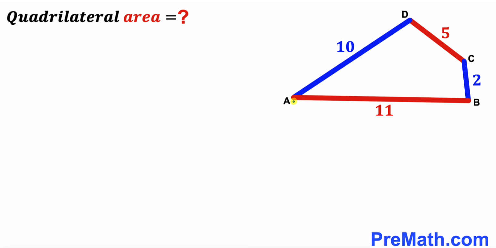In this video, we have got this quadrilateral ABCD, as you can see in this given diagram, such that its side AB length is 11 units, its side BC length is 2 units, the side CD length is 5 units, and finally the side AD length is 10 units. And now our task is to calculate the area of this quadrilateral ABCD.